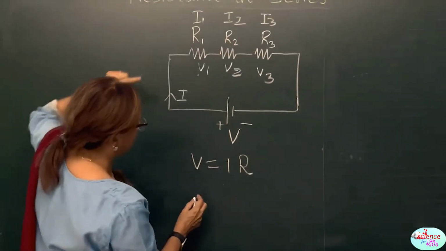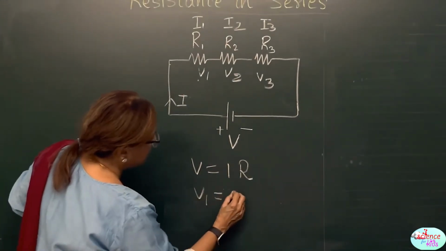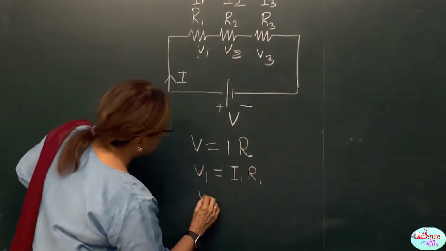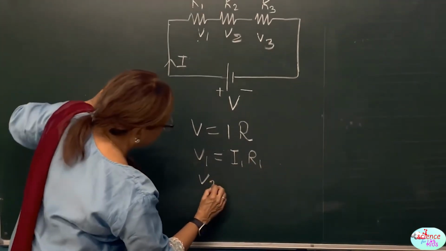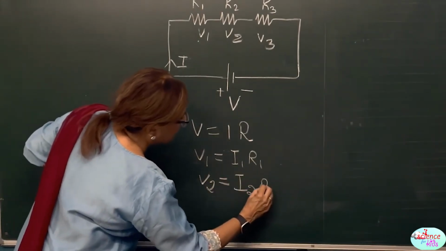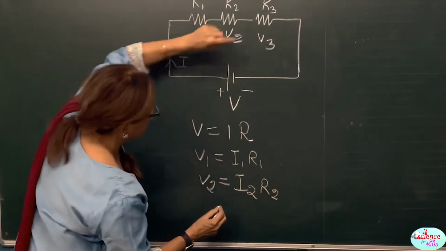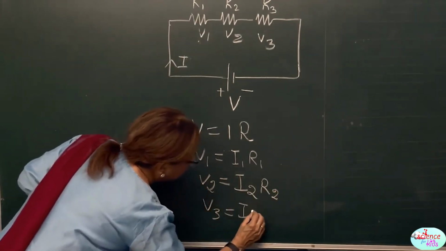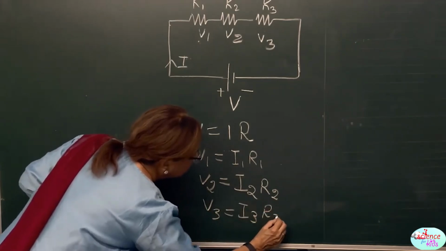So for resistor R1, it will be V1 is equal to I1 R1. For the second resistor R2, it will be V2 equals I2 R2, and for resistor 3, it will be V3 equals I3 R3.